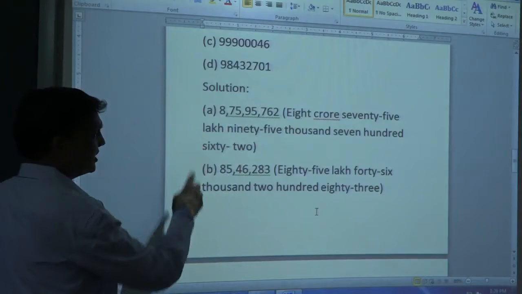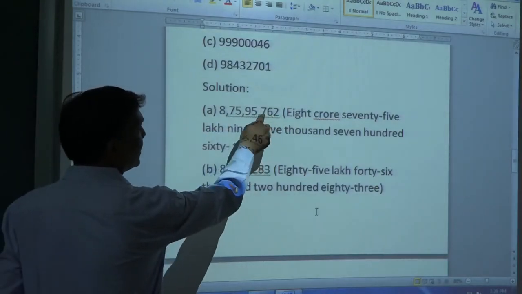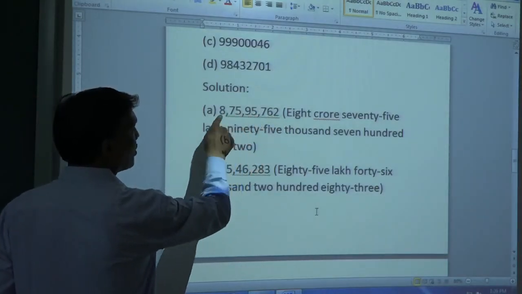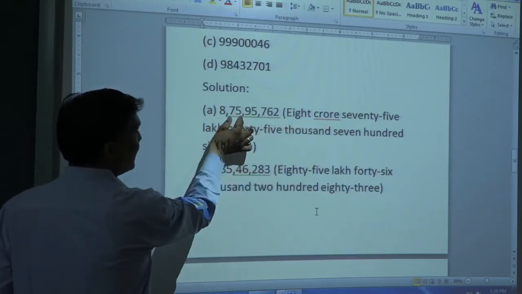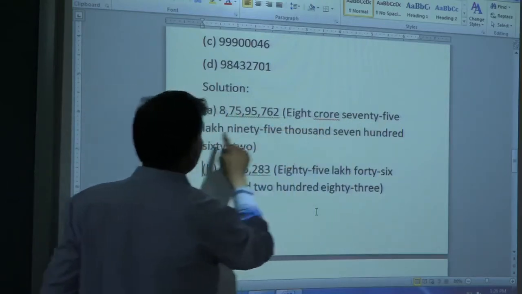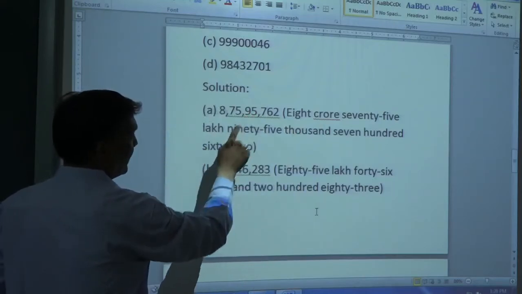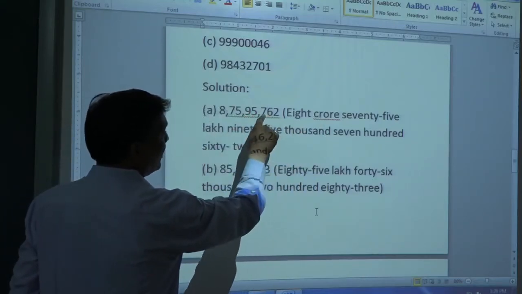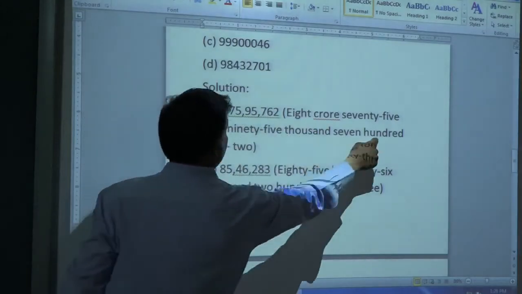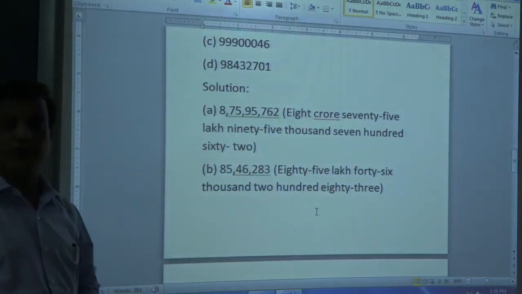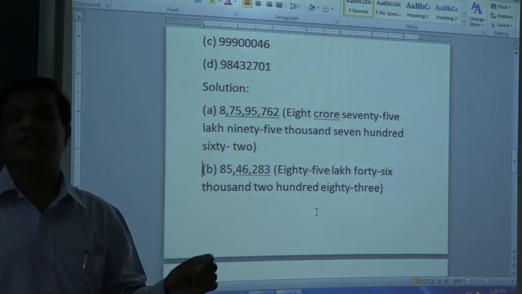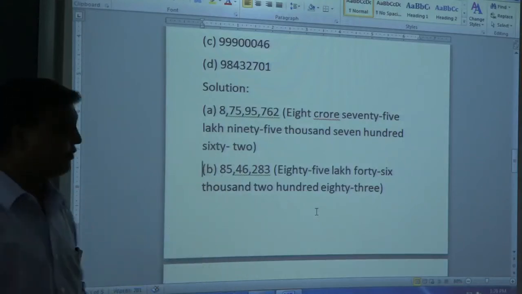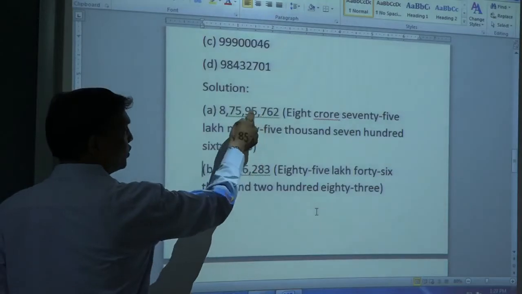Now first question. First we have to put a comma according to the Indian system. 3 digits before the comma we have to put it. After putting the 3 digits before, you have to start reading ones, tens, 100, 1000, 10,000, lakh, 10 lakh, crore. So how much crore? 8 crore. How many lakhs? 75 lakhs. How many thousand? 95,000. How many hundreds? 762.